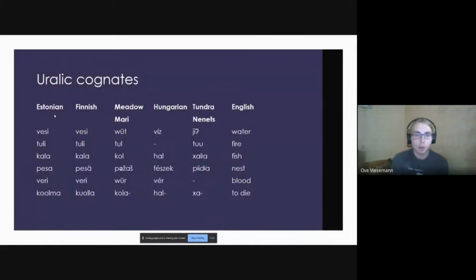Here I wrote some Uralic cognates, and I just want to point out the nest. In Estonian, it is pesa, Finnish pesä, Meadow Mari, it's põžaš, in Hungarian it's fészek, and in Tundra Nenets it's vidja, which is very cute in my opinion.